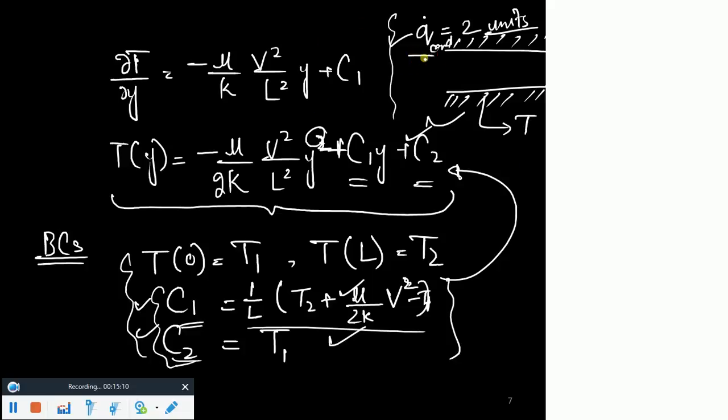And you already know what that Q dot is. You can just find it out using this expression. You can put it like 2 units and find out this dT by dy, and you know how to implement that. What kind of condition is it? Dirichlet or Neumann? Neumann condition it is. So, any question about this?